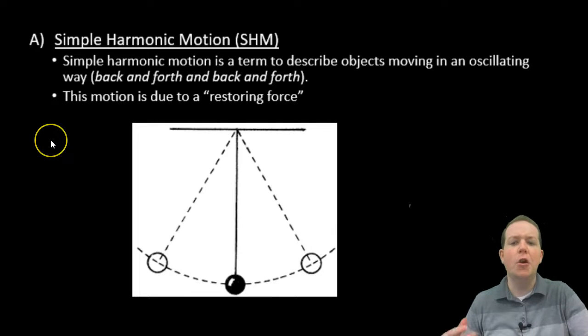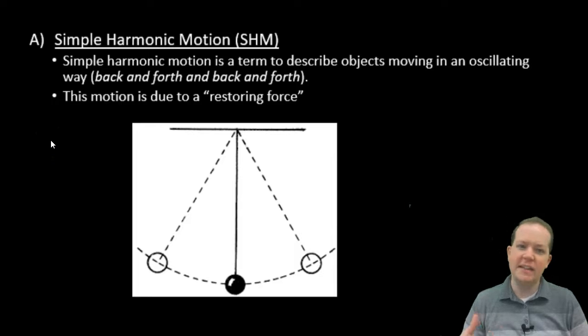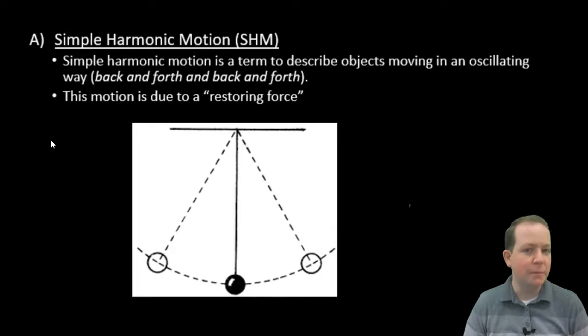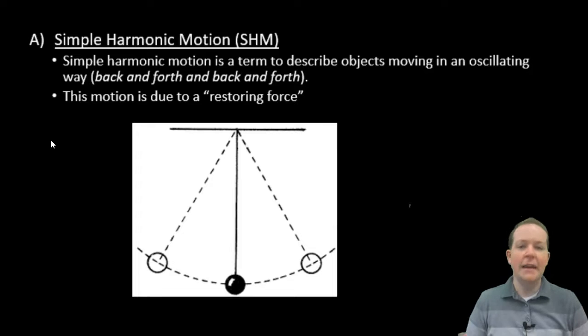So first, simple harmonic motion. It's a phrase that sounds frankly really complicated, but it's actually pretty simple if you think about how an object is moving, what it's describing. It's a term that's used to describe objects moving in simply an oscillating way. Think to yourself, back and forth, back and forth, back and forth. If there is an object that is doing that, it's a very good chance that it is showing simple harmonic motion. Now, what is causing this back and forth motion?